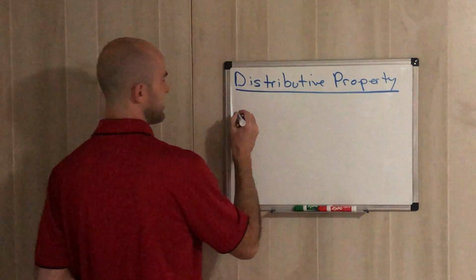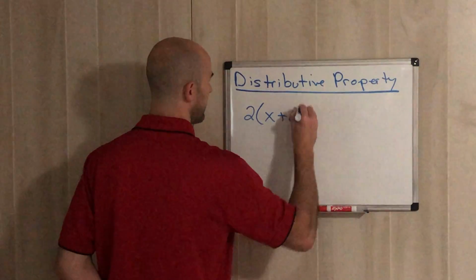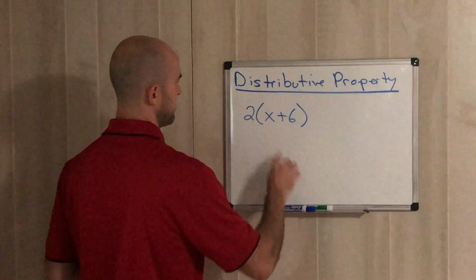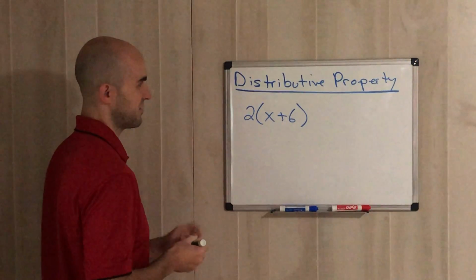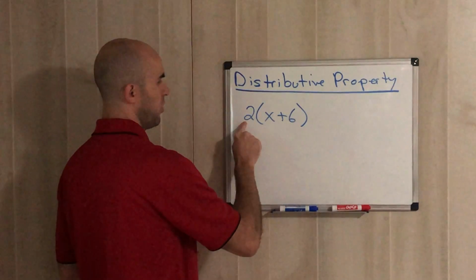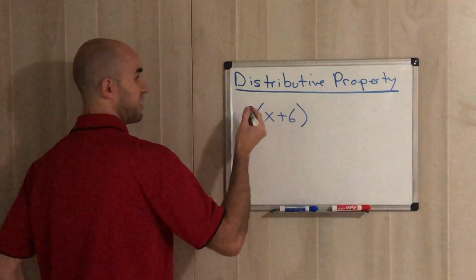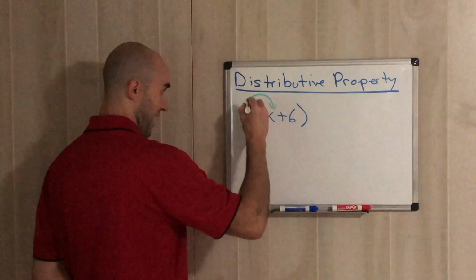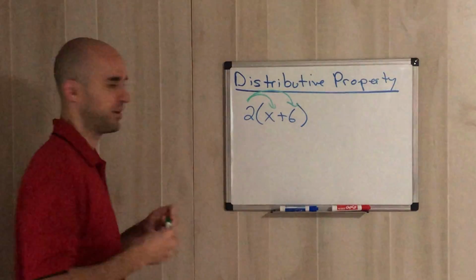Distributive property literally means, let's say that we have this example where we have 2(x + 6), right? What the distributive property tells you is that you have all of these terms in the parentheses, and you have the 2 that's outside the parentheses. You want to distribute this 2, whatever's outside the parentheses, to everything that's inside. So the 2 has to go to the x. The 2 also has to go to the 6. That's what distributive property is.